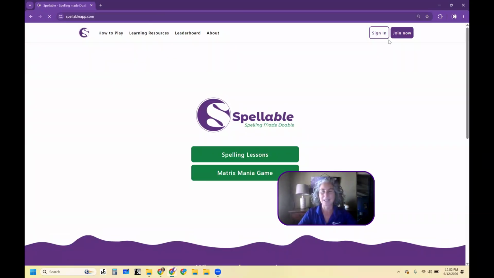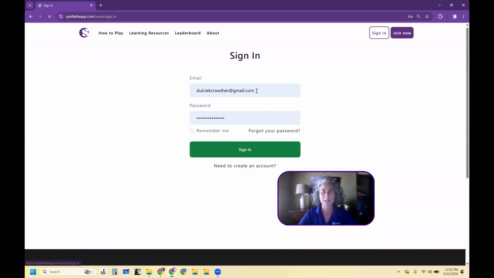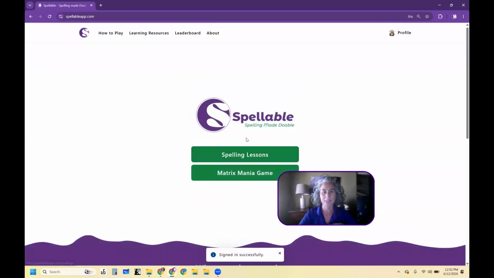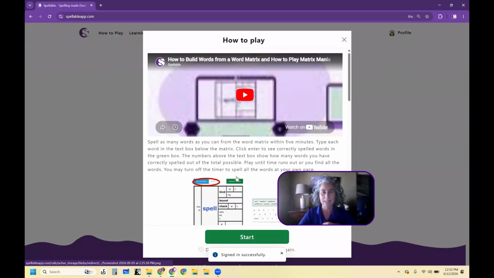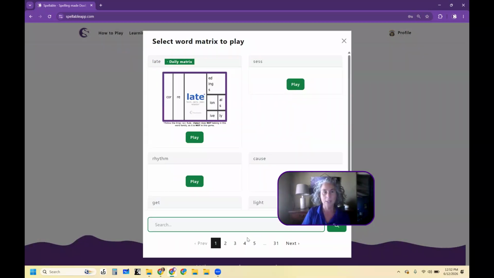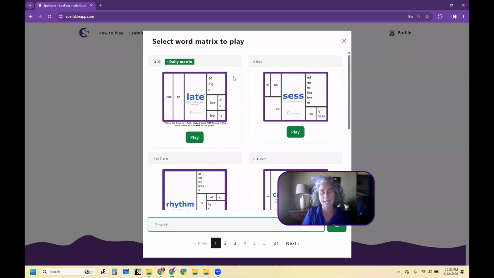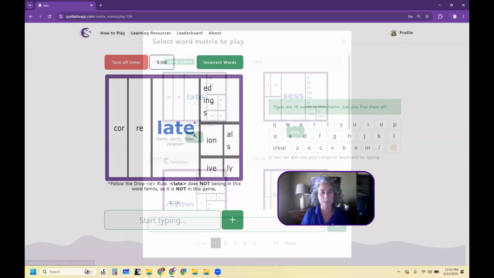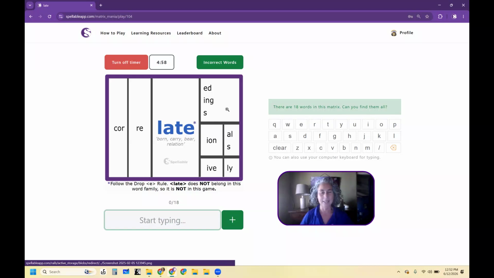When you get there, you can sign in so your name shows up on the leaderboard or create a free account and then click on Matrix Mania game. Watch the video if you need to refresh your memory on how to build a word from a word matrix. Go ahead and click start. I have choices because I have a paid subscription, but if you don't, it will just pop up automatically as the day's daily matrix game.